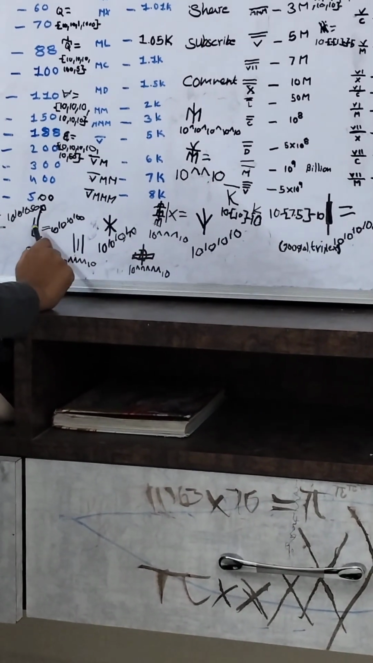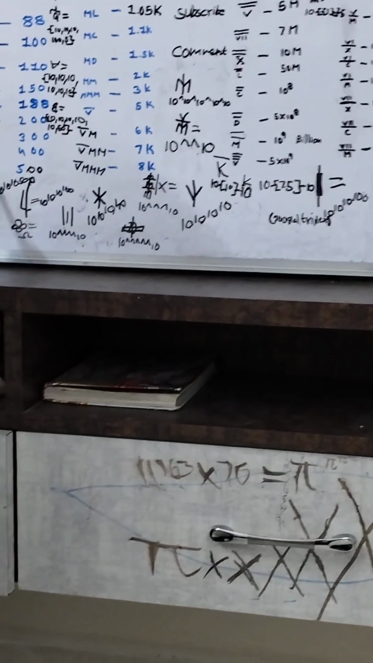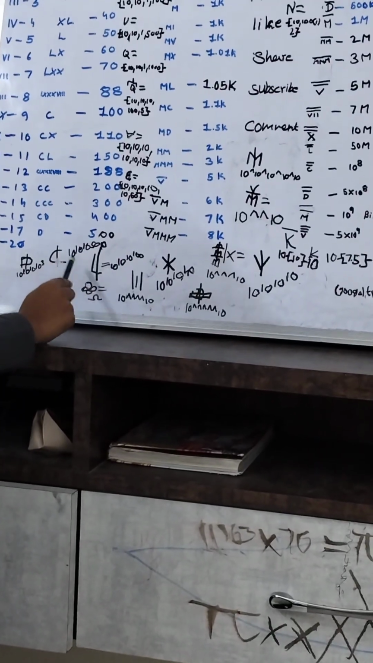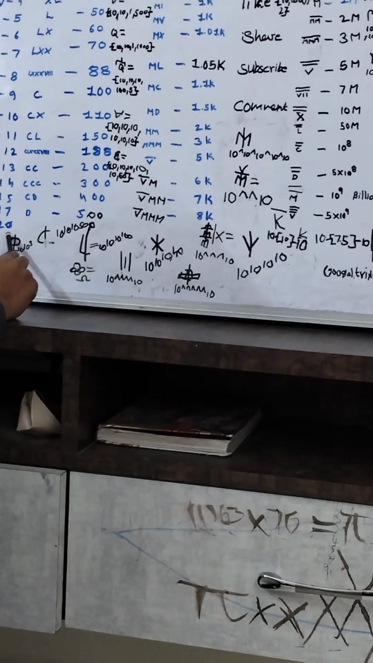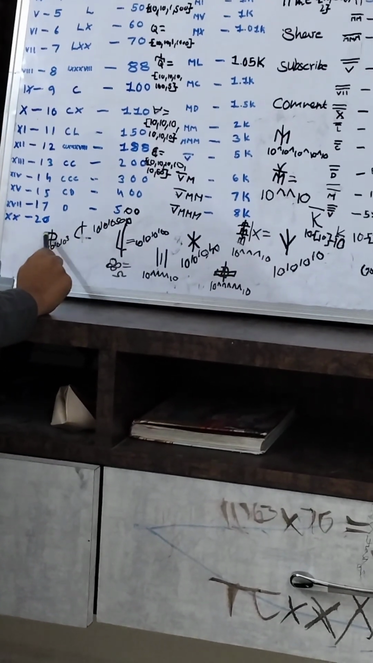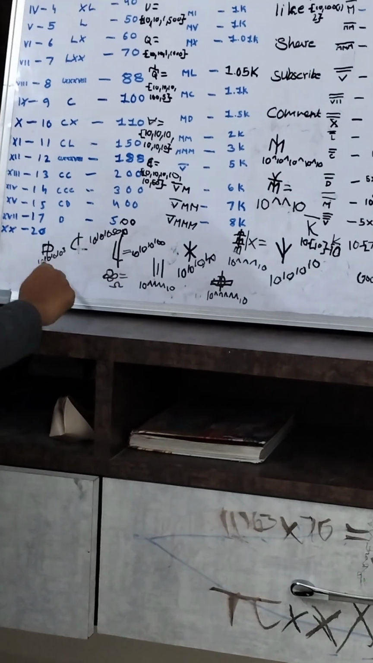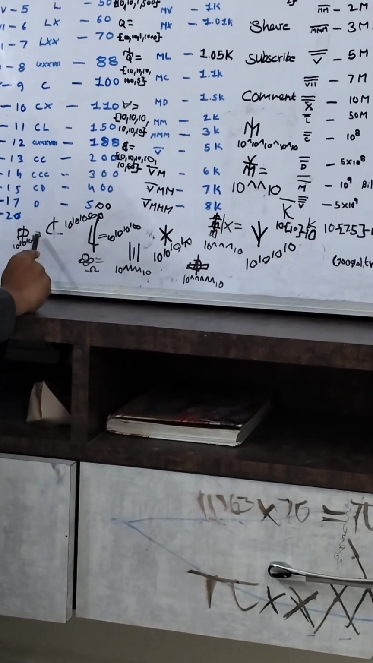And this line crossing L is 10 to the power of 10 to the power of 10 to the power of 100. And the C crossing, standing line crossing C, is 10 to the power of 10 to the power of 10 to the power of 500. And standing line crossing D is 10 to the power of 10 to the power of 10 to the power of 1000. Or I wrote it as 10 to the power of 10 to the power of 10 to the power of 10 to the power of 3.